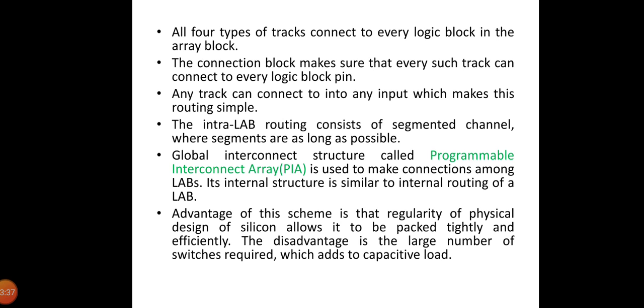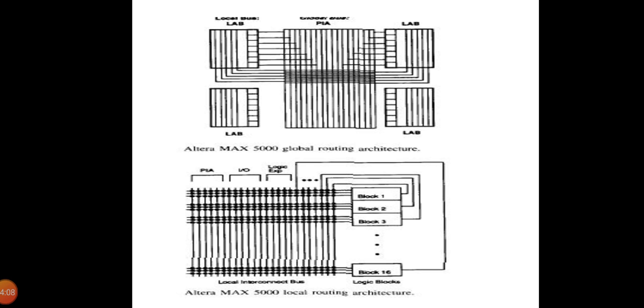The intra-LAB routing consists of a segmented channel where segments are as long as possible. A global interconnect structure called the programmable interconnect array is used to make connections among LABs. Its internal structure is similar to the internal routing of a LAB. The advantage of this scheme is that the regularity of the physical design of silicon allows it to be placed tightly and efficiently. The disadvantage is the large number of switches required, which adds capacitive load.